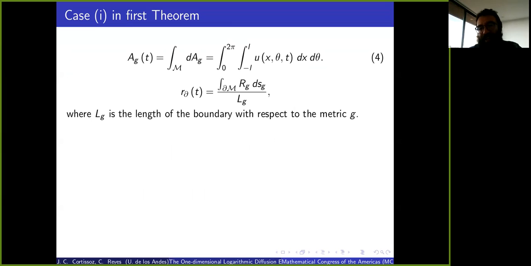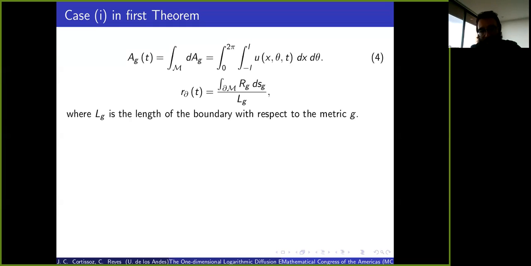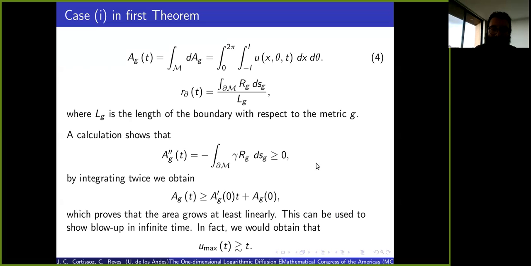The area is basically the integral of the conformal factor. I put the theta here because in principle you don't need to have rotational symmetry, but in this case you don't need it because we have rotational symmetry. So it's constant along theta. And we introduce this new quantity here, which is the average of the scalar curvature at the boundary components. Okay, so we can compute, using the logarithmic diffusion equation and these equations over here and some integration by parts, to get this. And what this shows is that the second derivative of the area with respect to time is that integral over there. But then if you integrate twice, you get this. As long as this a prime at zero is not zero, you see that the area starts growing linearly.